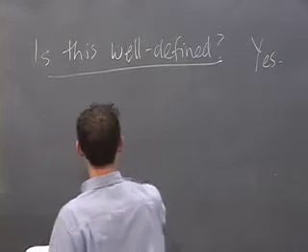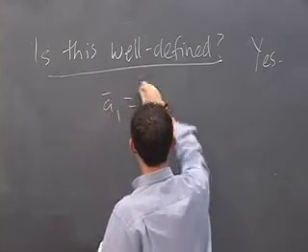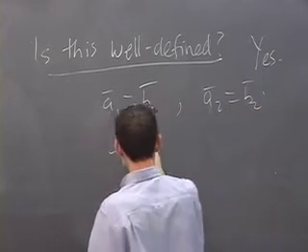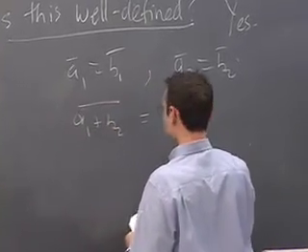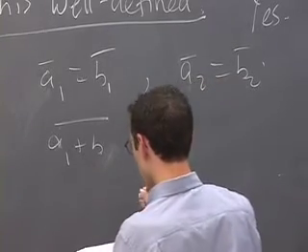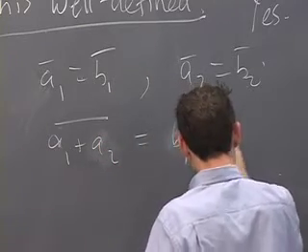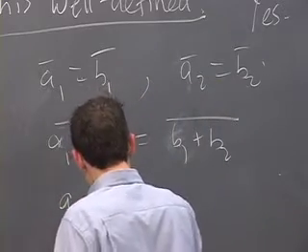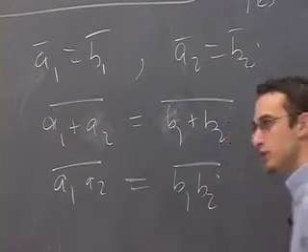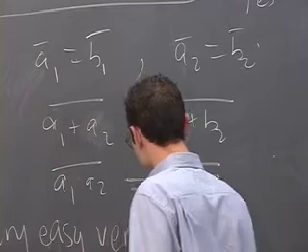Just to make this completely explicit, if I have A1 bar equaling B1 bar and A2 bar equaling B2 bar, then A1 plus A2 bar is B1 plus B2 bar, and likewise A1 A2 bar is B1 B2 bar. It's a very, very easy verification. I'll just let you do that yourself.